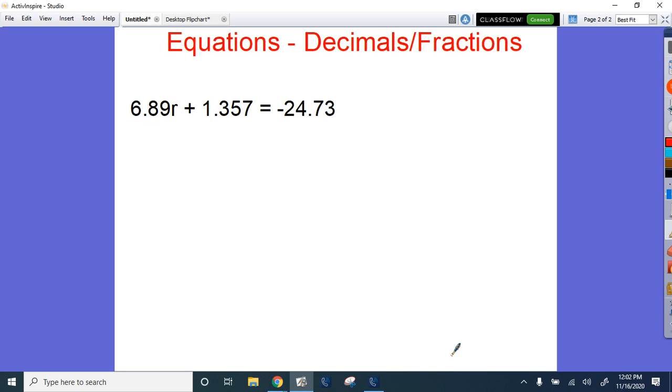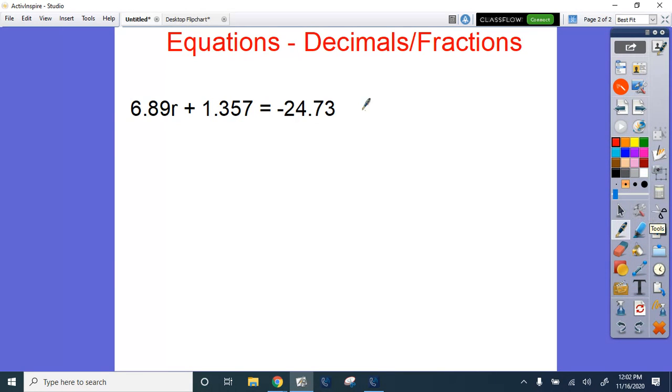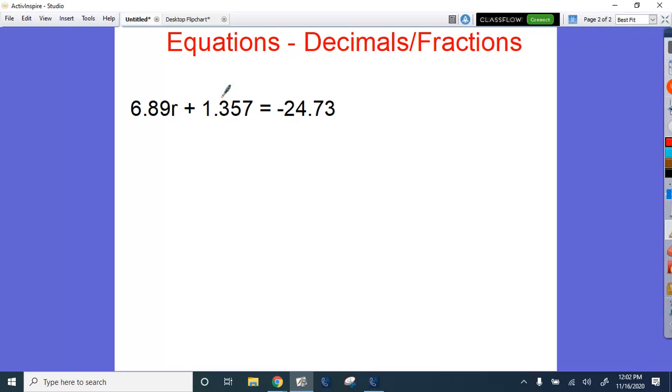Today, our lesson is on equations, more specifically two-step equations that have decimals and fractions in them. So when I'm given anything as a two-step equation, this is very similar to how we solve ours with integers. Now the only difference is now we're given decimals, and in some cases fractions.